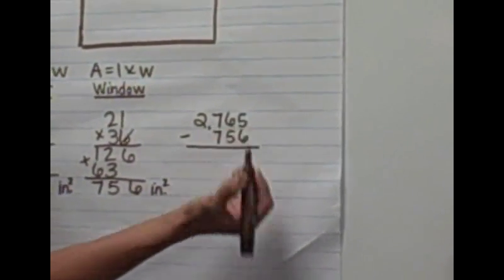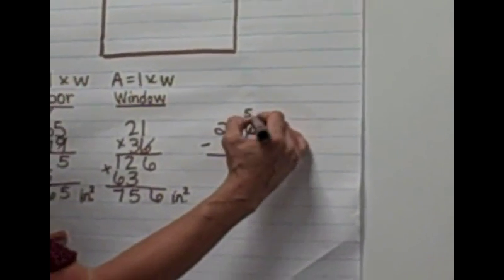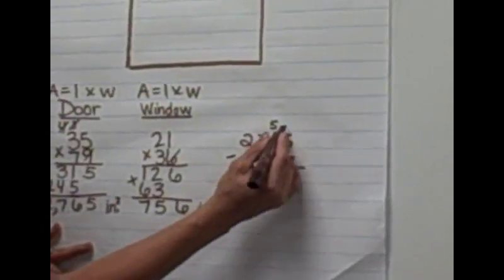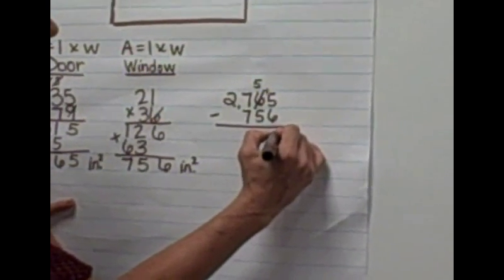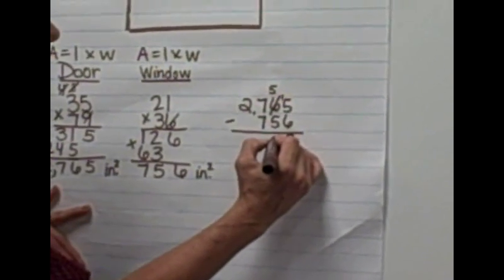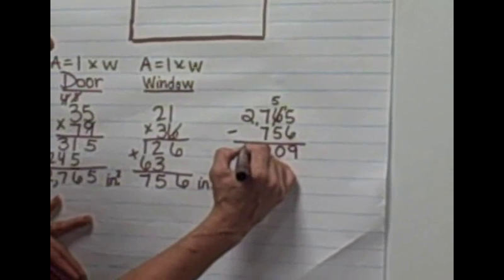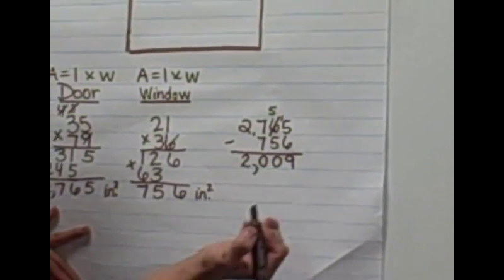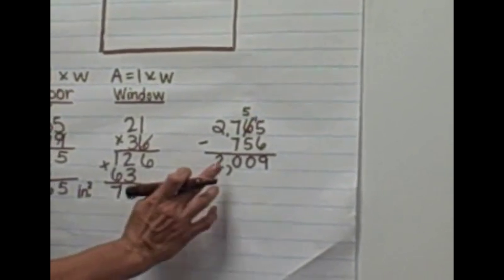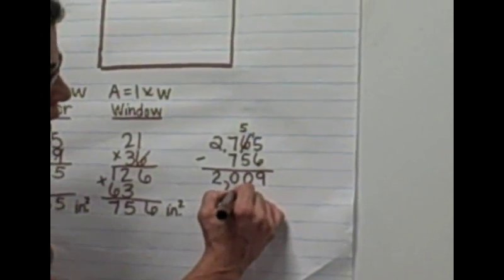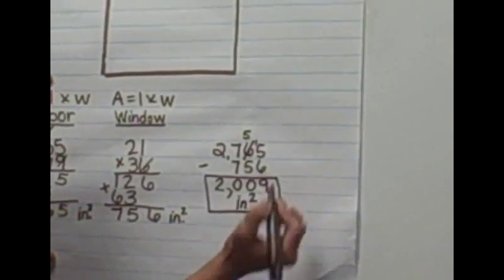We can't take 6 from 5, so hopefully you borrowed from this 6. This 6 becomes a 5, and the 5 becomes 15. 15 minus 6 is, what is it? 9. 5 minus 5 is 0. 7 minus 7 is 0. And 2 by itself is 2. So the part of my door that is covered by wood only is 2,009 inches to the second power. That is your final answer.